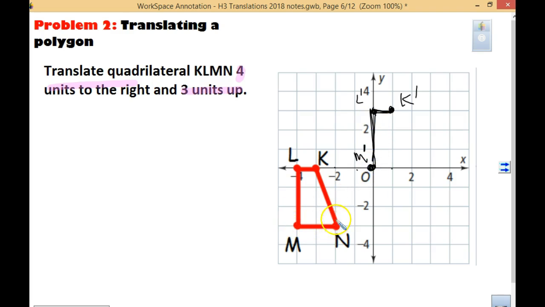And then I'm going to move from the M, I go over 2, and that is my N prime. So connect each one with the points. Should the shape stay the same? Should our shape be the exact same shape? Should be the same shape, same size, so it is congruent as we are looking at those.